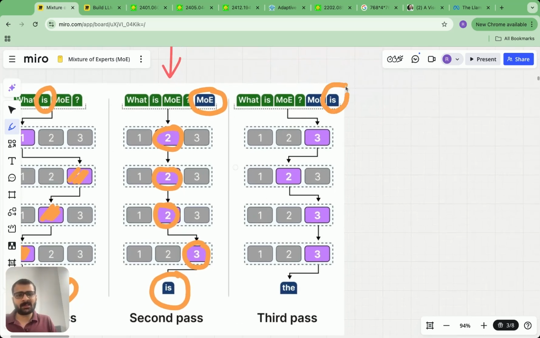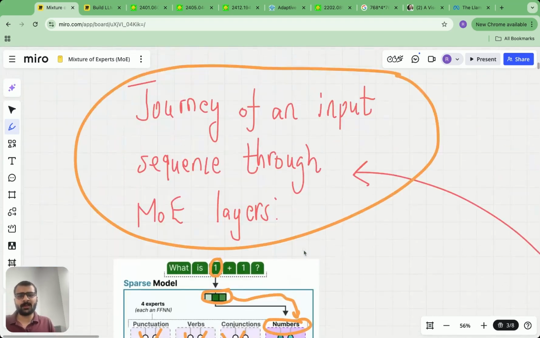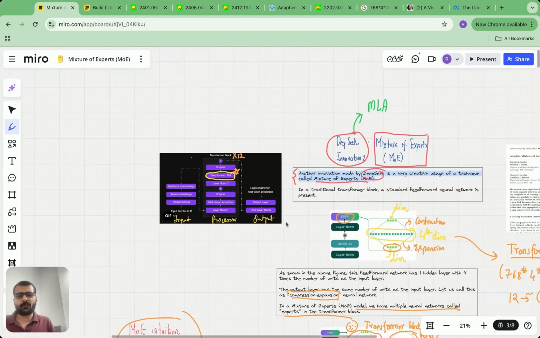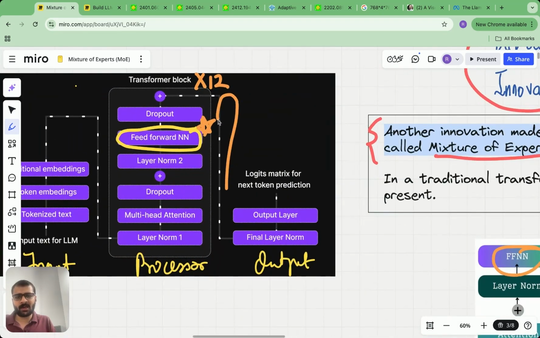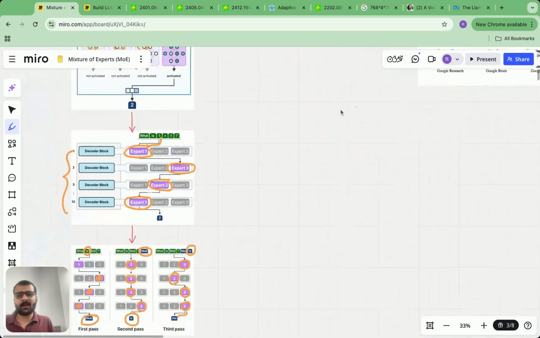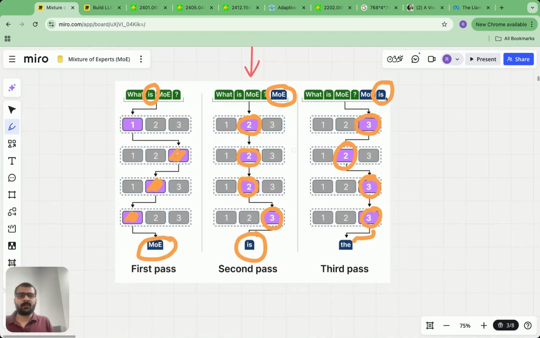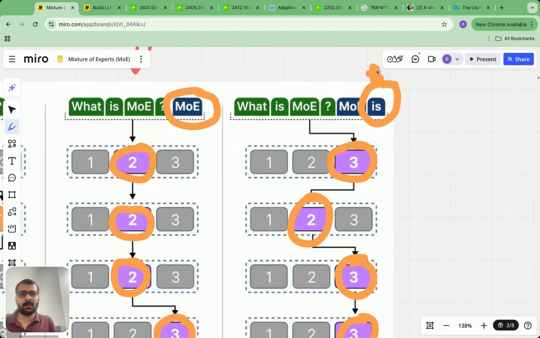And if I look at this next token, it goes through all my transformer blocks. It goes to the third expert first, second expert, third expert, and then the output from here goes through the rest of this LLM architecture. I have my logits matrix, and I have my next token prediction. So this leads to my next token prediction task for this input token.